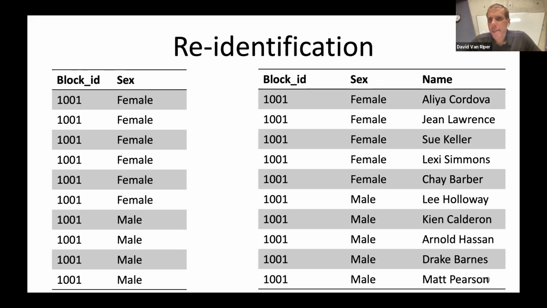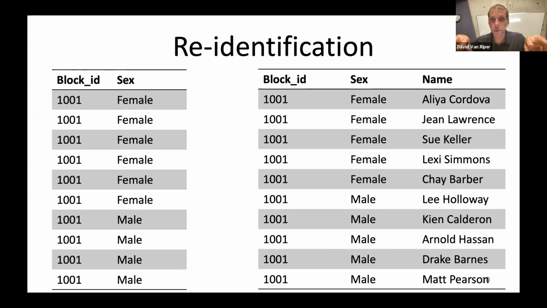The Bureau, after they did the reconstruction, then took a commercial data set and tried to figure out whether the people they reconstructed from the published tables had any matches in the commercial data set. On the left-hand side here, we have the reconstructed table from the published counts. And on the right-hand side, we have the data from the commercial data product.